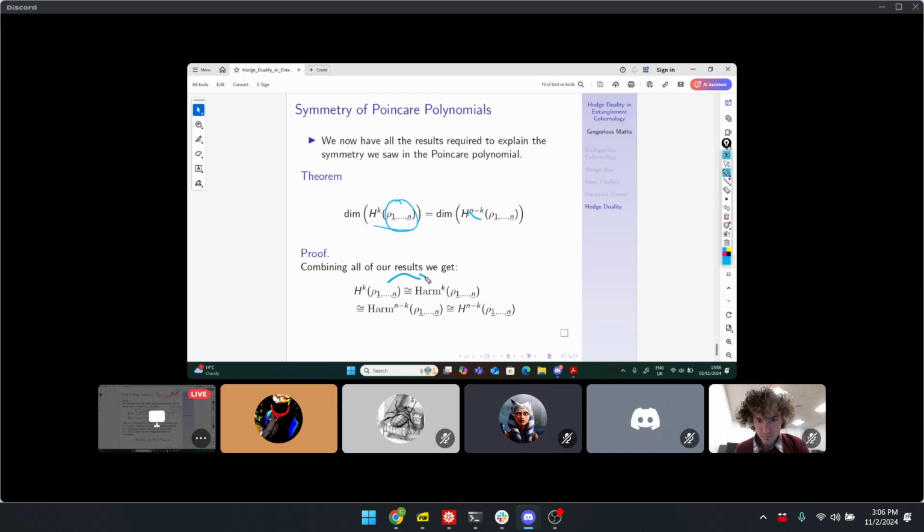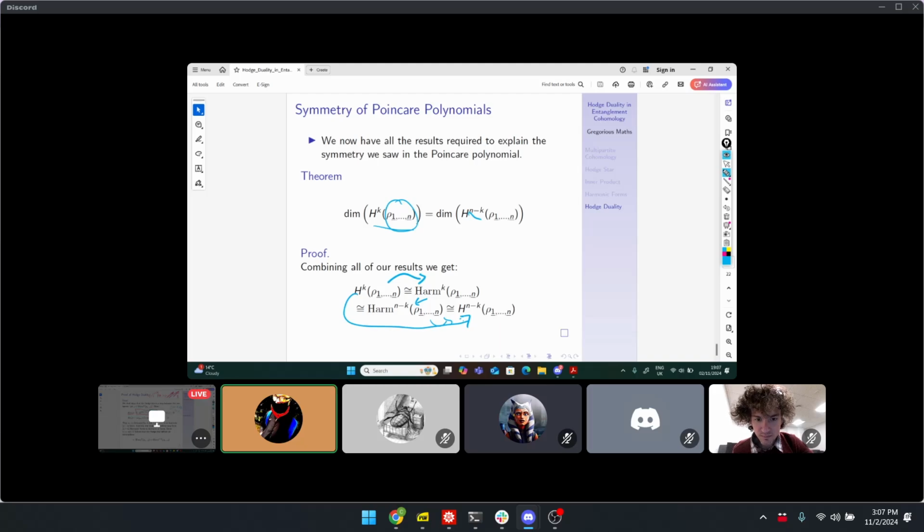So we showed via the important lemma and using the inner product structure that the kth cohomology is the same thing as the harmonic k forms. Then we use the Hodge star to show that the harmonic k forms are isomorphic to the harmonic n minus k forms. And then again, we just use this same isomorphism to go from here to here. And so we have an isomorphism between the kth cohomology and the n minus kth cohomology. And that is the main result that is proven in the paper.